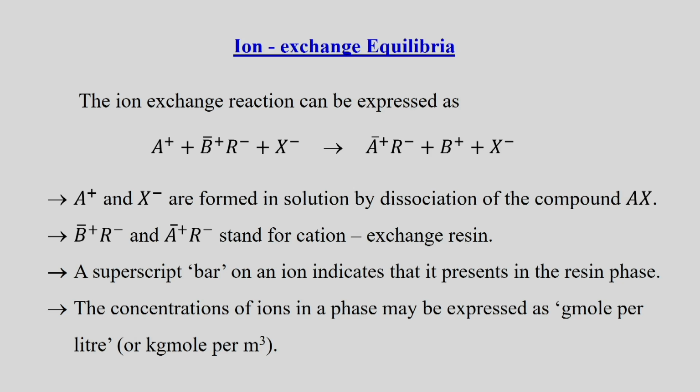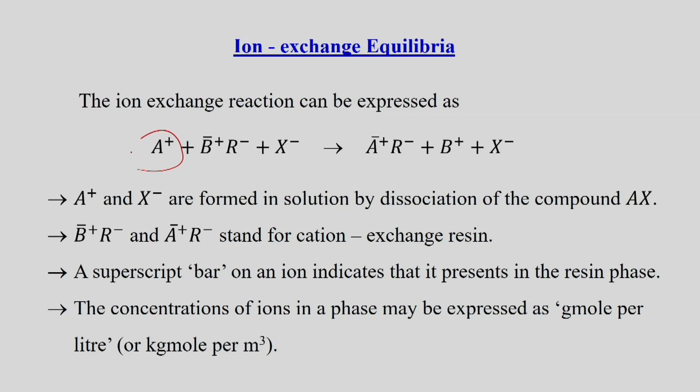Now, the ion exchange equilibrium reaction can be expressed like this. Suppose A+ is there, and we have the resin B+R−, along with X−, because A+ cannot be there alone, since X− is already there. So A will replace B, and a new resin A+R− will be formed, and B will be free and come into the solution.